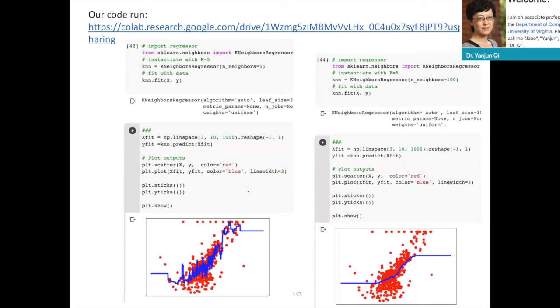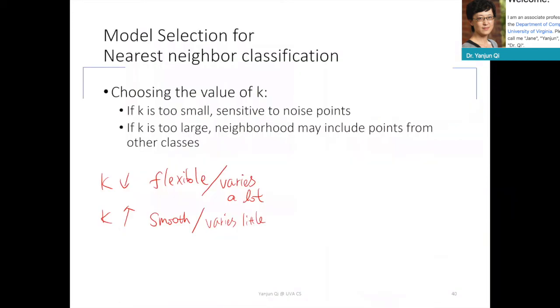If you are doing nearest neighbor regression, you get a super wiggly line. If you set k to 100, you get a very smooth prediction correlating the x and the y. So let's think about it: if k is too small, your regression for future points will be super sensitive to the noise points, and just a little difference in your training data will change the whole boundary a lot. And if k is too large, your neighborhood may include points that are very little related.